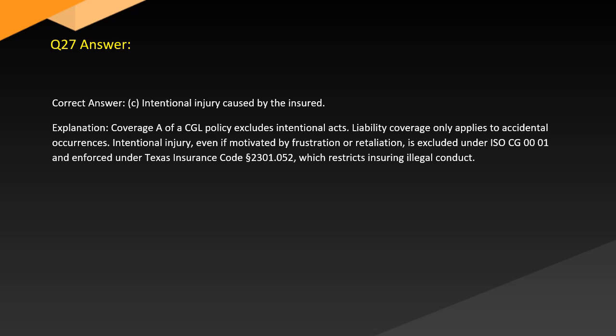Answer. Correct answer: C. Intentional injury caused by the insured. Explanation. Coverage of a policy excludes intentional acts. Liability coverage only applies to accidental occurrences. Intentional injury, even if motivated by frustration or retaliation, is excluded under ISO CG 01 and enforced under Texas Insurance Code SS.52, which restricts insuring illegal conduct.